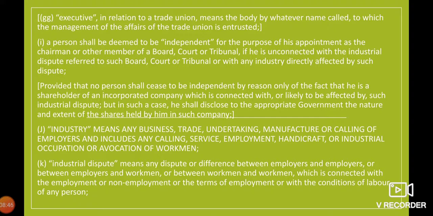So now let's move further. It's section 2, clause I. Section 2, clause G, as we have said, executive in relation to a trade union. So there should be a trade union, and it means the body by whatever name called to which the management of the affairs of the trade union is entrusted. So that will be executive, right?